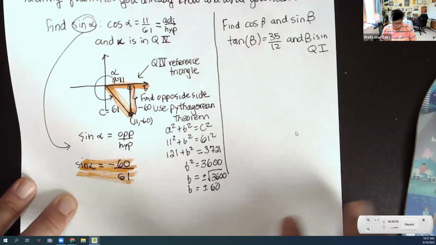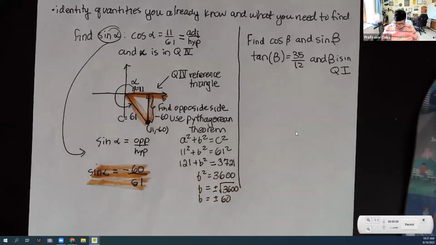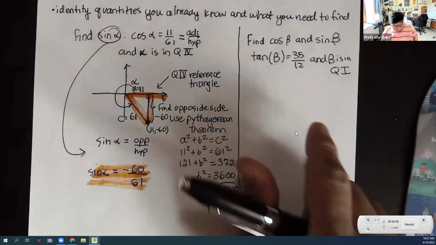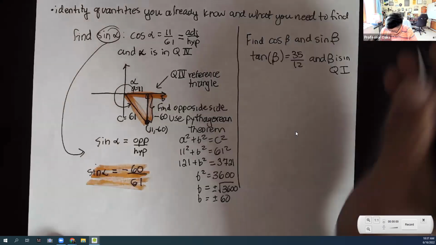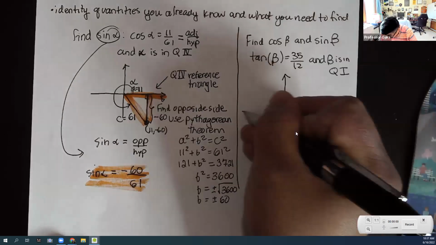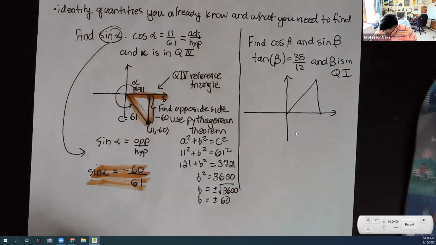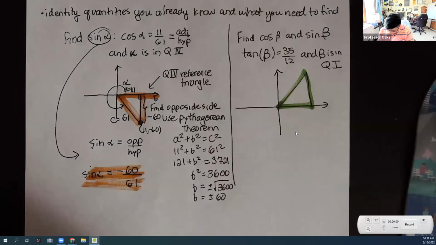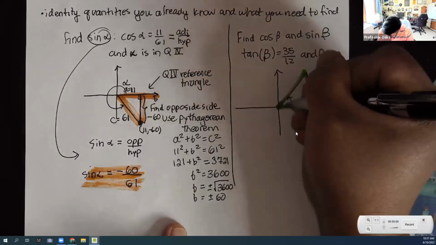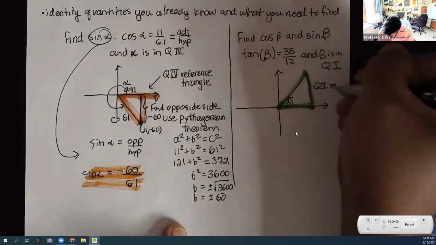The only thing I think that might help make this one a little bit easier is that it is in quadrant 1, so you know that they're both positive. But other than that, they didn't really give you much of a hint. So in quadrant 1, this is what the reference triangle looks like. This is beta, a quadrant 1 reference triangle.